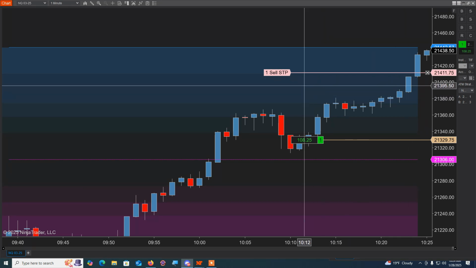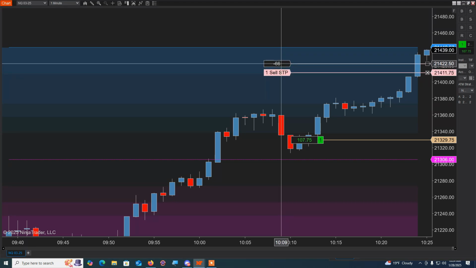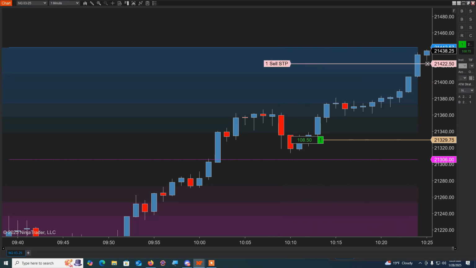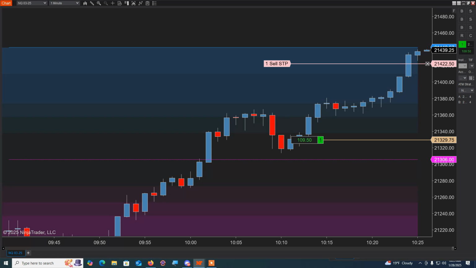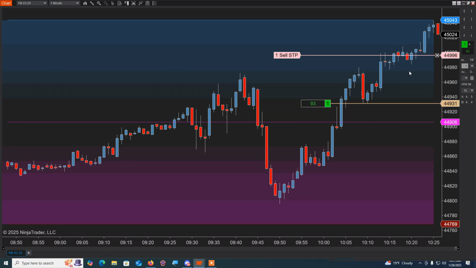Here they are. Tightening up. Here is the YM arriving. So the YM, let's take a look at that. To the tick pretty much. So both markets arrive at their levels.